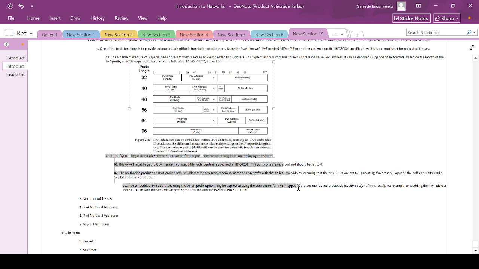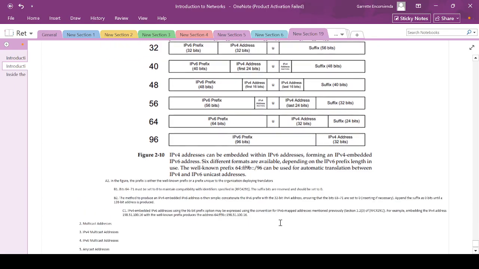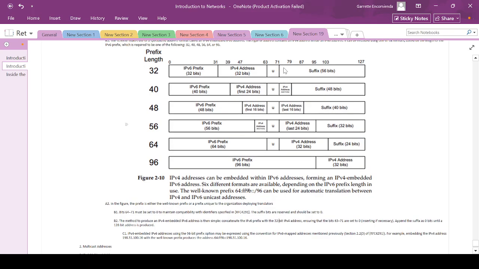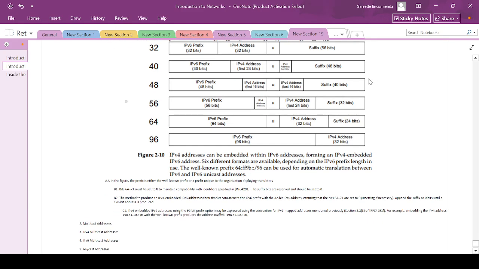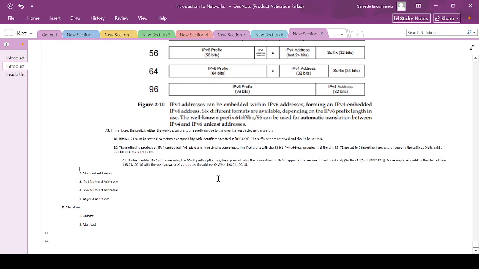So there are the examples. For 32, we have an IPv6 prefix of 32 bits, an IPv4 address of 32 bits, and you have a fixed U, bits 64 to 71, and a suffix of 56 bits. For 40, IPv6 prefix 40 bits, IPv4 24 bits, and you have U, and you also have a suffix, etc. Right? So figure 2.10: IPv4 addresses can be embedded within IPv6 addresses, forming an IPv4-embedded IPv6 address. 6 different formats are available depending on the IPv6 prefix length in use.